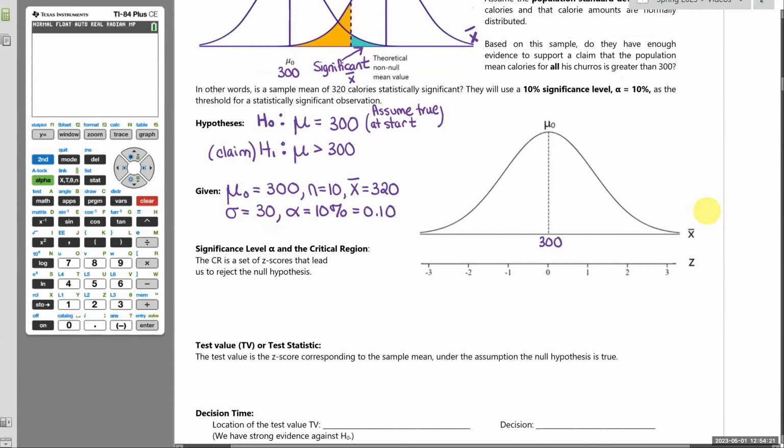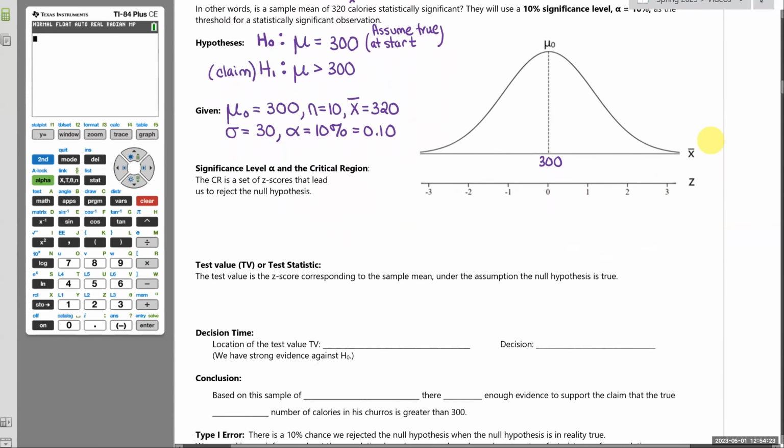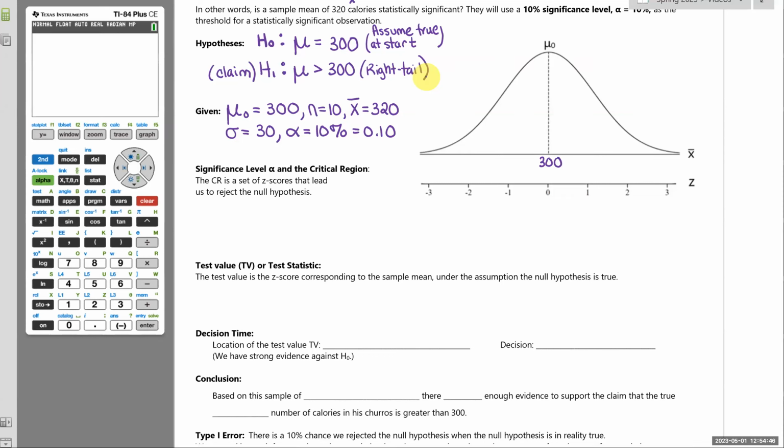Okay, so they think that the population mean is higher than 300. So this is what makes this a right tail test, because values that would convince them would be X bar values to the right. So that's called a right tail test. And then let's talk about the significance level.